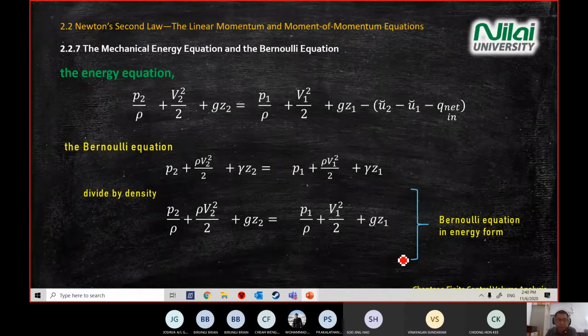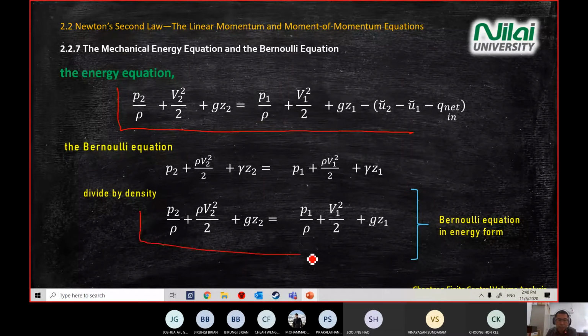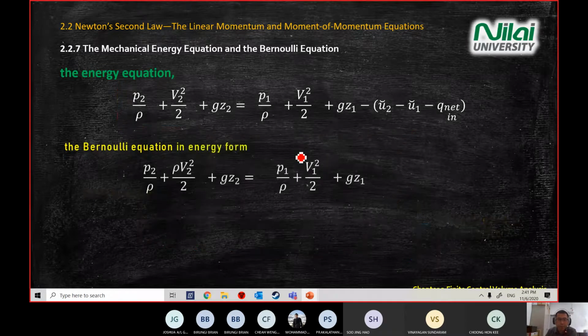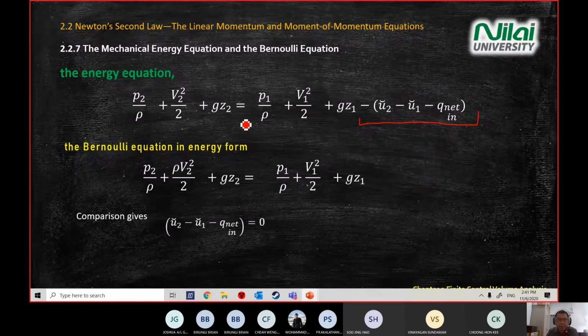So the third equation that you see on the slide now is called the Bernoulli equation in energy form. It means what we see here is the Bernoulli equation in the shape of the energy equation, so that we can compare what we see here with this one. So we can make a direct comparison between the top and bottom. Okay. Now, if you make a direct comparison, the difference is only the back one, this one. The energy equation has something on the back, this one. So if you directly compare this one and this one, it equals 0.